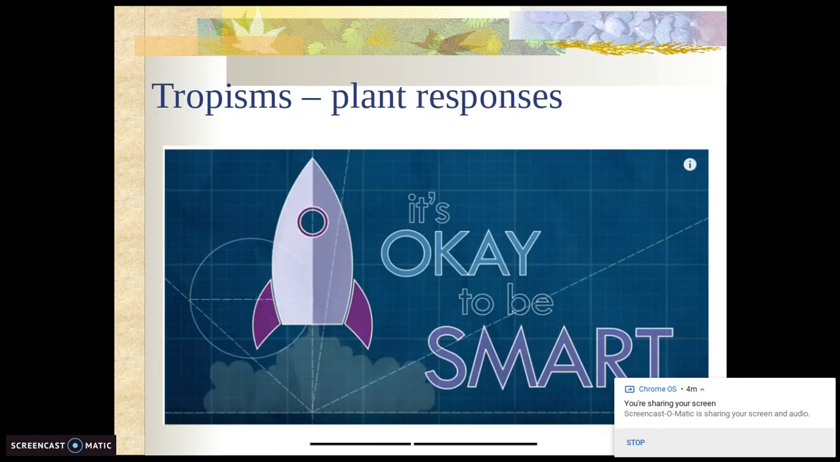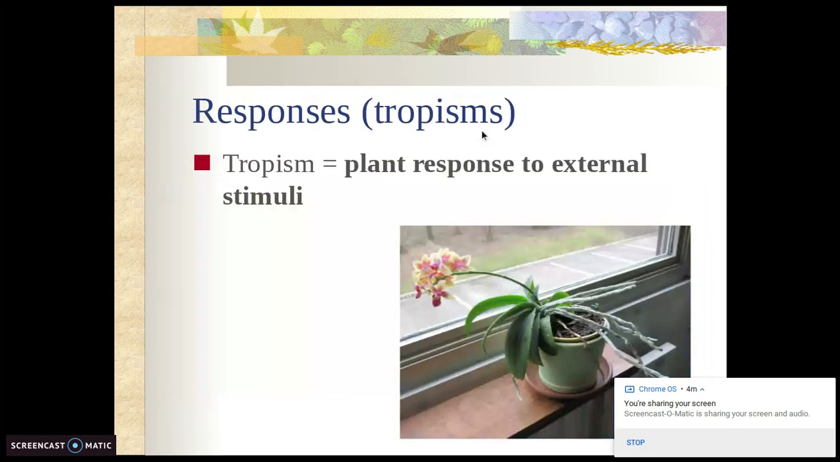We're going to talk about tropisms next, which are plant responses. We as animals respond with our nervous system, but plants do not have a nervous system. They have tropisms, and these are the responses they have towards their environment. The definition of tropism is the plant response to external stimuli. We're going to talk about three types: ones that respond to light, to touch, and to gravity.